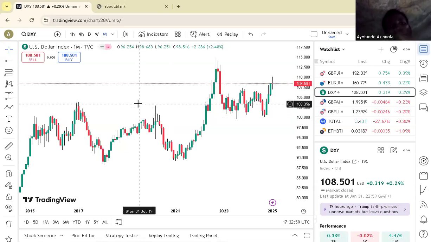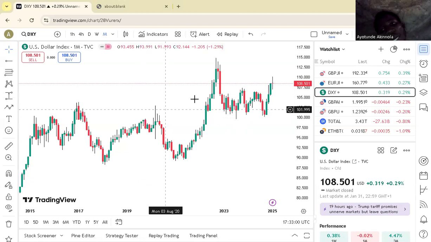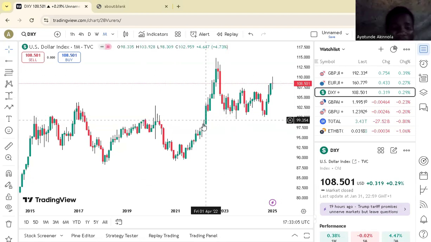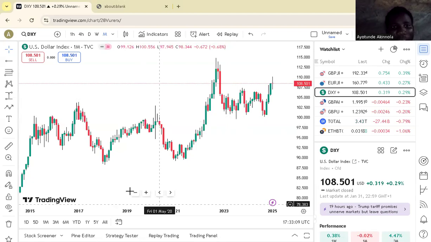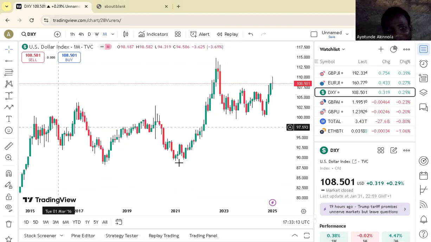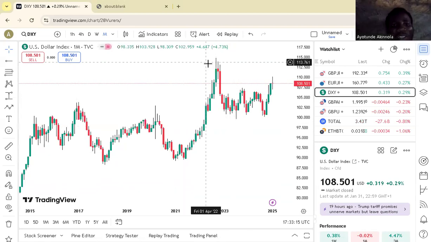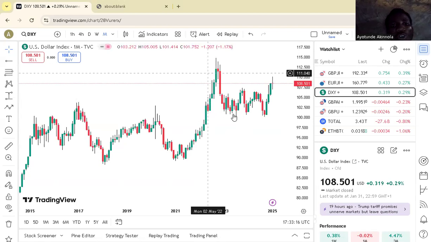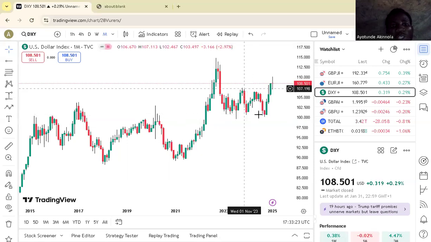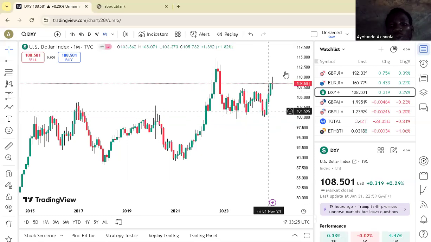This is DXY, meaning dollar index. For the dollar index on the bigger time frame, which is monthly, I can see that from 2019, the dollar has actually been bullish. From 2021 it has been bullish. This is retesting the previous resistance and turning it into support. That's why it took the dollar a long time to push up. So the dollar is actually bullish.